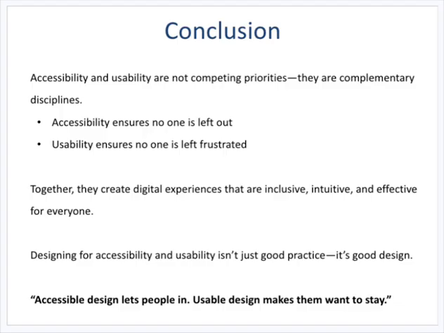Conclusion: accessibility and usability are not competing priorities, but they are complementary disciplines. Accessibility ensures no one is left out, usability ensures no one is left frustrated. Together, they create digital experiences that are inclusive, intuitive, and effective for everyone. Designing for accessibility and usability isn't just good practice, it's good design. So we can say that accessible design lets people in, usable design makes them want to stay.